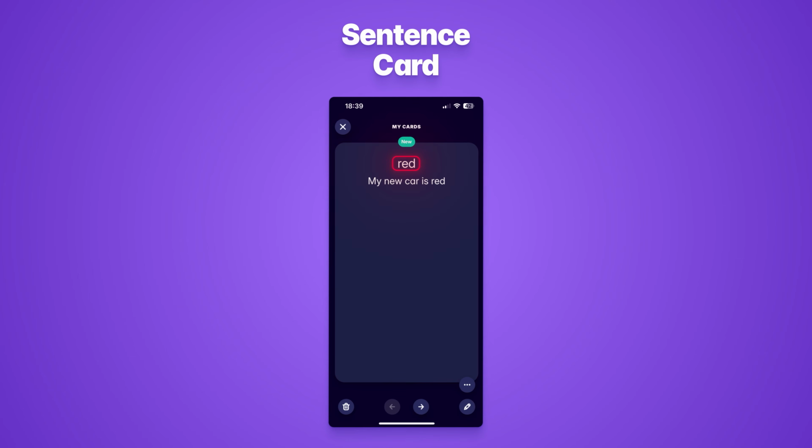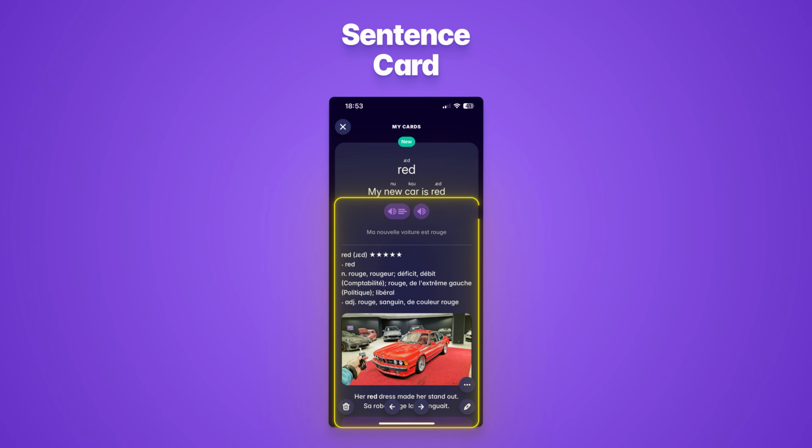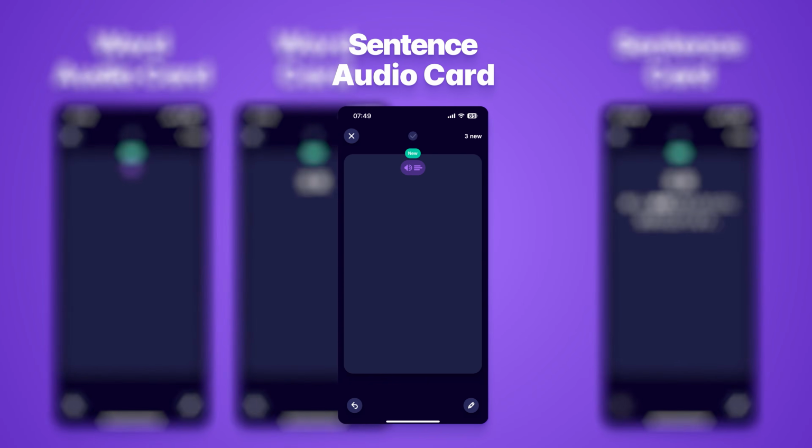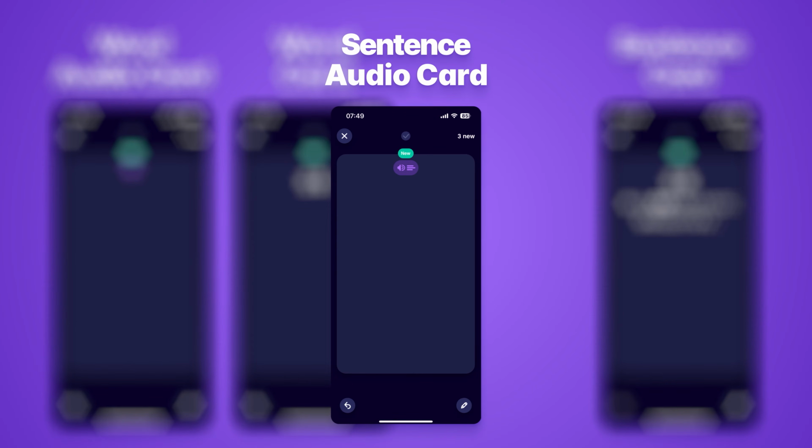As a reminder, standard sentence cards look as follows. On the front, we have our target word at the top with its context sentence below it. On the back, we have the information used to check if you correctly recall the meaning of the target word and context sentence on the front of the card. For example, dictionary definitions, audio snippets, images, etc. Audio sentence cards are the same as sentence cards, but the only thing on the front of the card is an audio recording of your target word's example sentence.